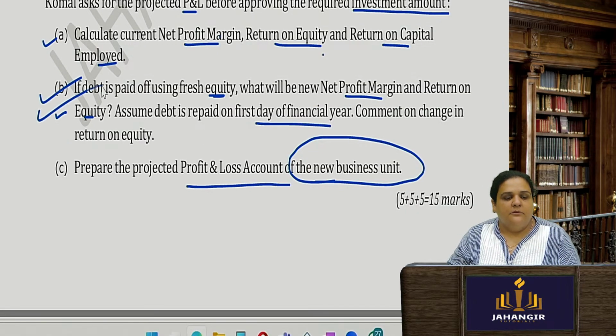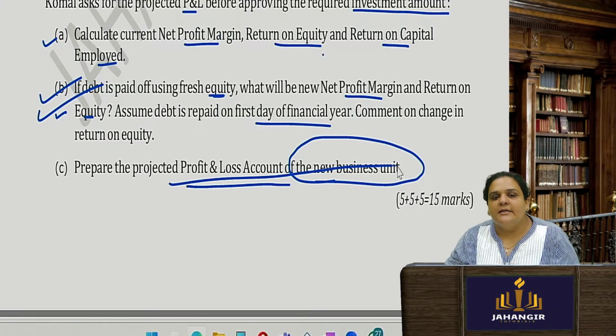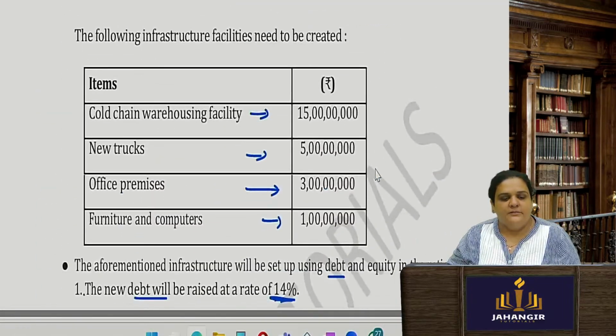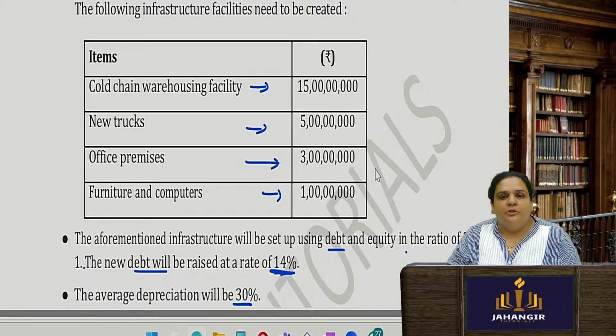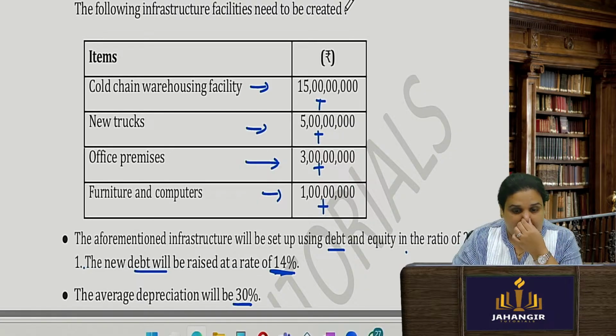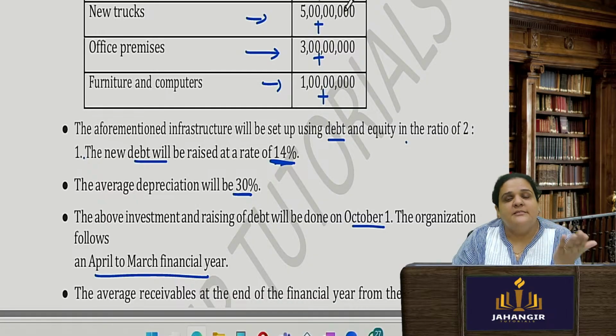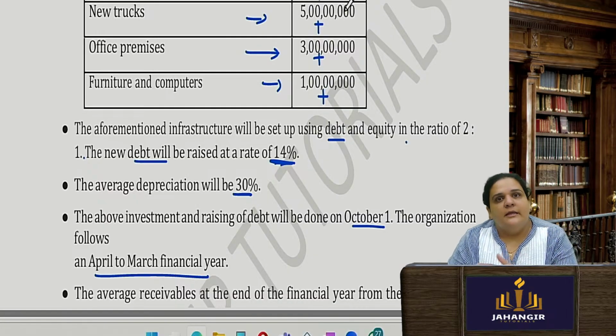Easy now? Now see, they are telling me projected P&L of new business unit. Okay. Fine. So I will come to the new business unit over here. Now new business unit, how much is the capital needed? 15 plus 5, 20 plus 3, 23 plus 1, 24. 24 crores I need, and they are telling do it in the form of 2:1. 2 for debt, 1 for equity. That means 16 crore debt, 8 crores equity. That debt is going to be at the rate of 14%.